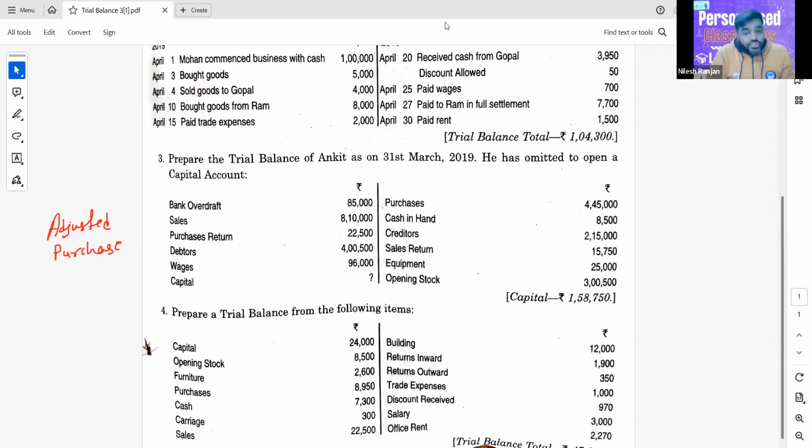So yes, adjusted purchase and cost of goods sold are new ones. They are not general terms. They are not used in normal life. That's why you have to remember these.